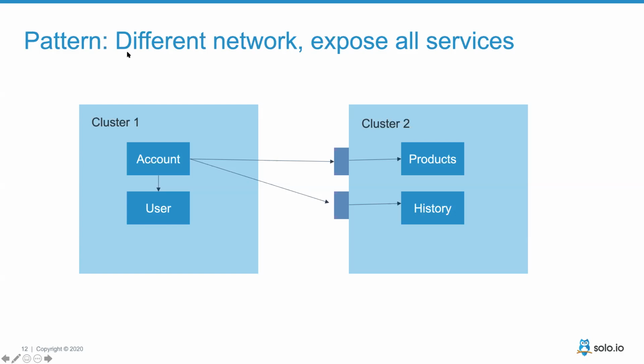Now, this doesn't have to be a load balancer. This could be node port. This could be host networking. So exposing them from the Kubernetes cluster, I guess, is the pattern, right? Now, there are drawbacks to doing this.